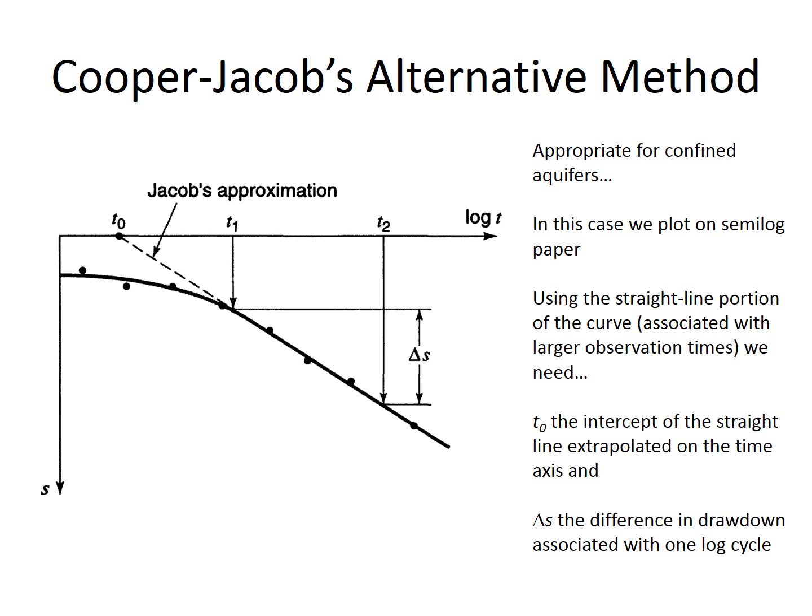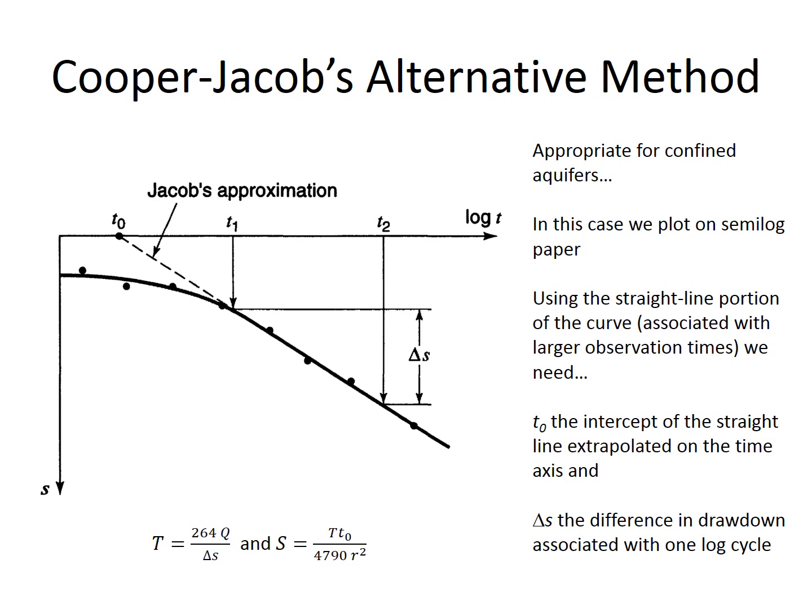With those two points, t0 and delta s, we're able to get transmissivity and storativity for this case, where transmissivity is 264 times Q, the pumping rate, divided by the delta s associated with one cycle in time. And now that we have transmissivity, we can then calculate storativity as transmissivity times t0, the intercept on the time axis, divided by 4790 times r squared, where again, r is the distance from the pumping well to the observation well.